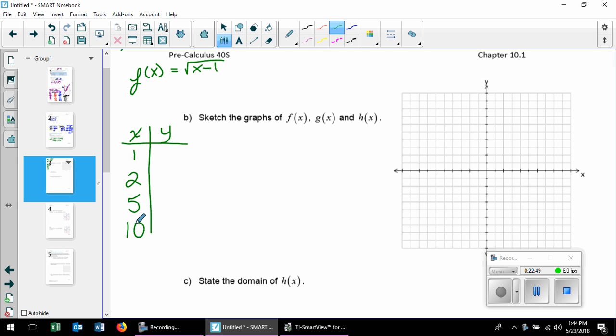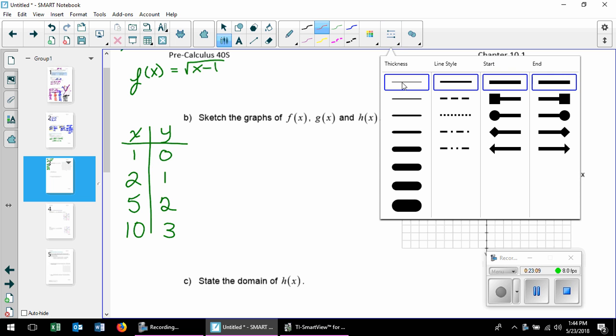10 would be next. Okay? Does that make sense to everybody what we just did there? We pick numbers that are going to look nice. So if we put 1 in there, we're going to be at 0, 2 in there, 1. This will be 2, and this will be 3. Okay? Easy. Would you guys have thought to do that?